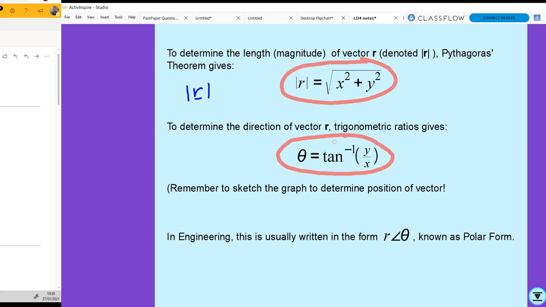Now, the bit I've written in brackets I'm going to explain in a minute. Remember to sketch the graph to determine the position of the vector. I'm going to explain that in a moment.